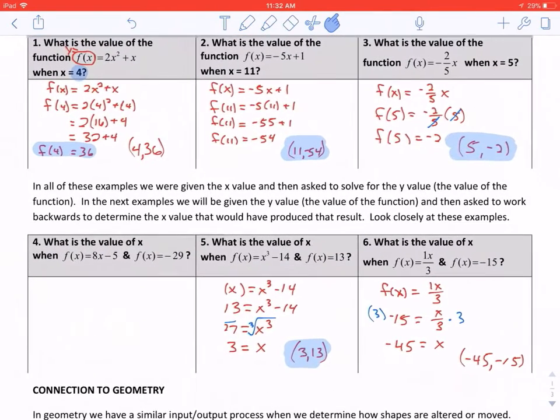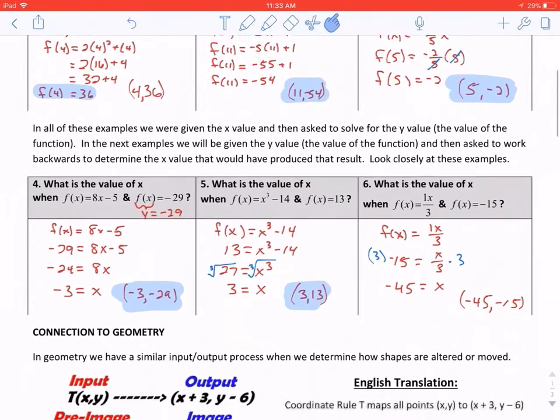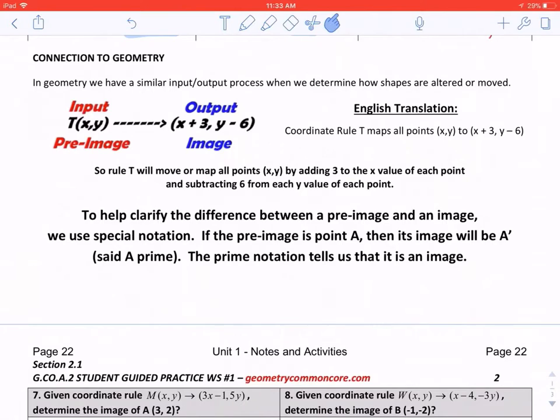So there's 6 examples, 3 of which are given x, you need to find y. 3 of which you're given y, you have to find x. So what does this have to do with geometry? Well, it has everything to do with it, quite frankly. Instead of us calling these functions in geometry, although what we just did were functions, there's a different way to do it, and that's called using inputs and outputs, preimages and images.